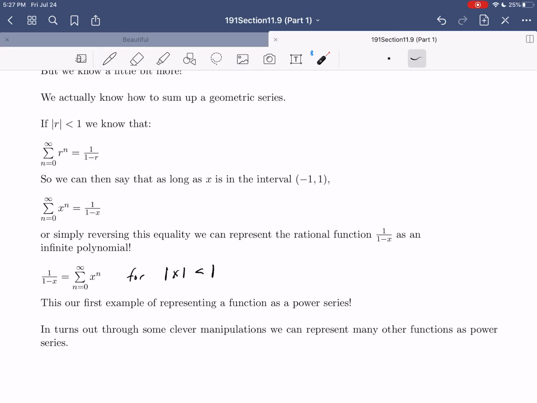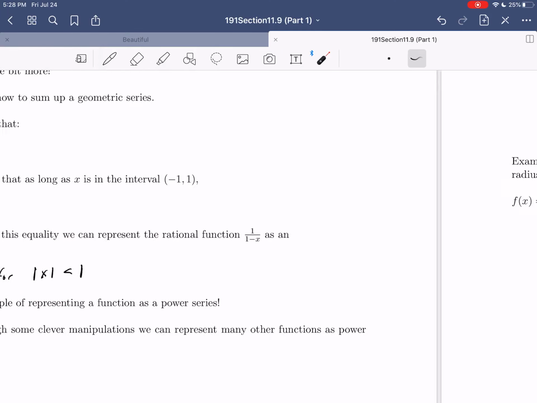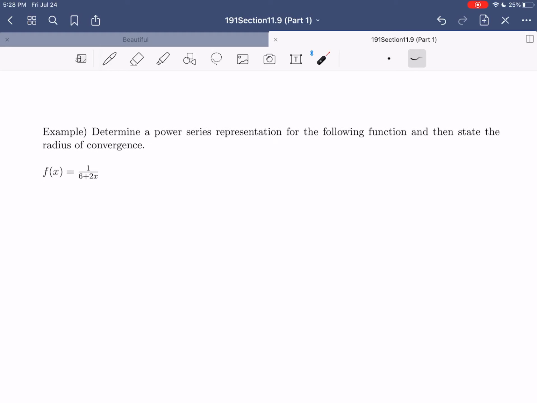Okay, so let's see what these sort of clever manipulations look like. So, I mean, this one we got very lucky because we just based it off of the geometric series formula that we already learned. But let's see how we can make use of this to build some other representations. So let's try to determine a power series representation for the following function and then state the radius of convergence. We could do interval of convergence as well, but we're mostly just going to be interested in the radius of convergence. So our function here, f of x, is 1 over 6 plus 2x.